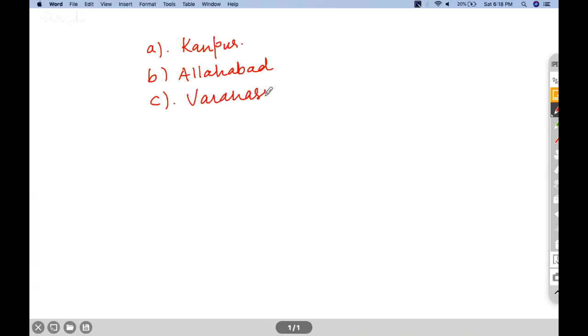Now let me give you another question. Find the odd one out. These are the names of cities: Kanpur, Allahabad, Varanasi, and Mathura. Find the odd one out here.